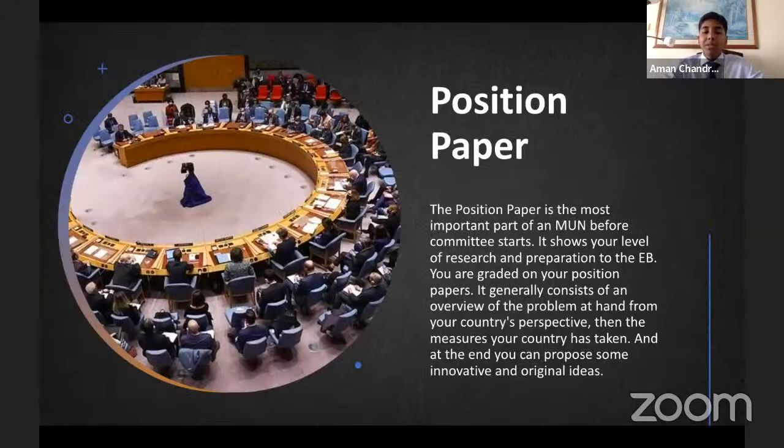Now, guys, moving on, we have the position paper. Before the actual committee starts, the position paper, as we believe, is the most important aspect of MUN, because it gives the EB, which is the executive board, an idea of what your understanding of the topic is and what your stance on the topic is as a country. In addition, your position paper also gives a set of solutions that you would like to propose at the end of committee. It generally consists of an overview of the problem at hand from your country's perspective, and then measures your country has taken. And at the end, as I said, you propose some innovative and original ideas.